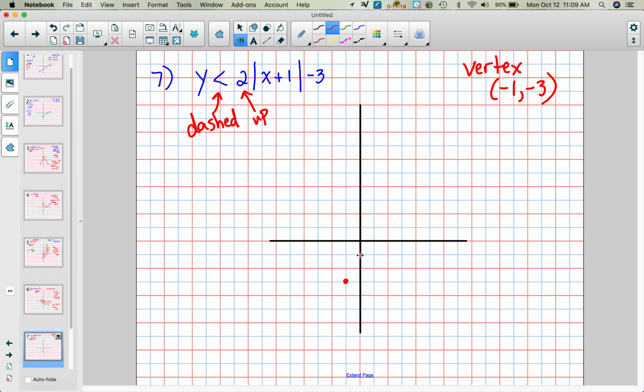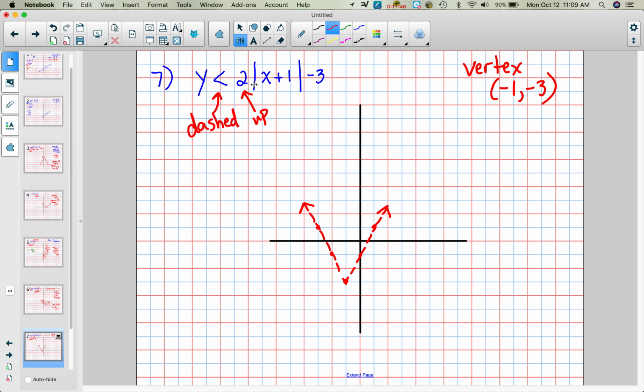It opens up and has a slope of 2, so up 2 over 1 in both directions. Now we already decided it's dashed, and we know it's a V shape. And because it's an inequality, I have to shade. Now, you can still test a point. If you test (0, 0), you can do that, but it's a lot more work to test a point.